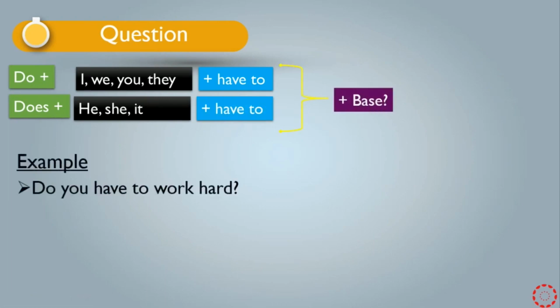For example, do you have to work hard? As you see, we have do at the beginning. Why? Because my subject is you, and also have to, okay, because with do we use have to, and also work, which is the verb in base form.